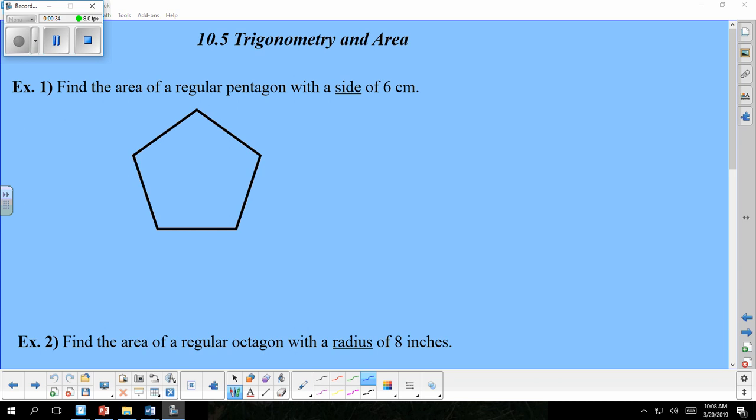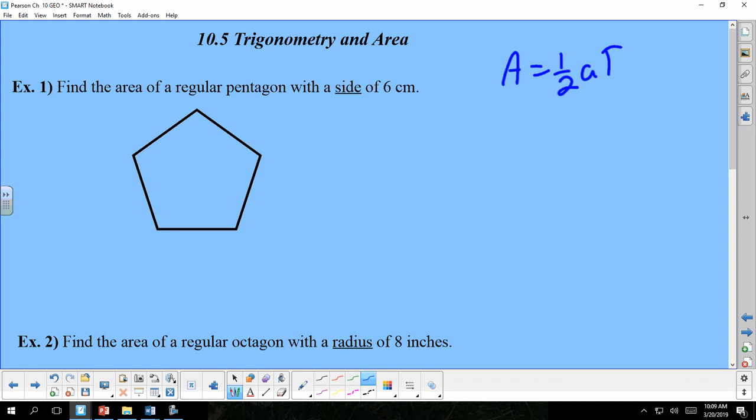We're going to be finding the area of regular polygons using the formula 1/2 apothem times perimeter. Unlike regular hexagons where we can use 30, 60, 90 triangles and special right triangles, for these ones today, we are going to need to use trigonometry to find our missing piece of this.